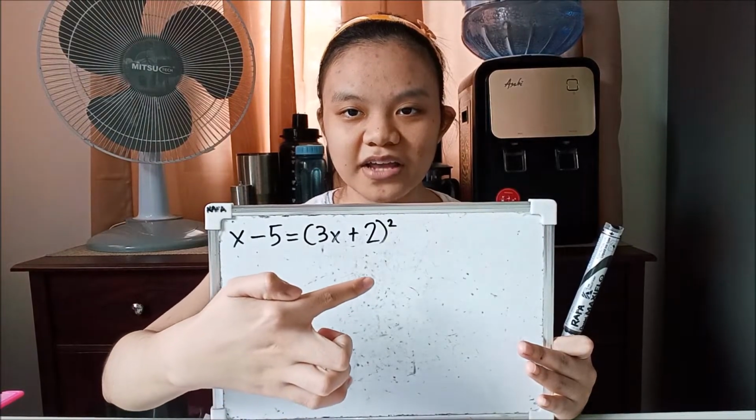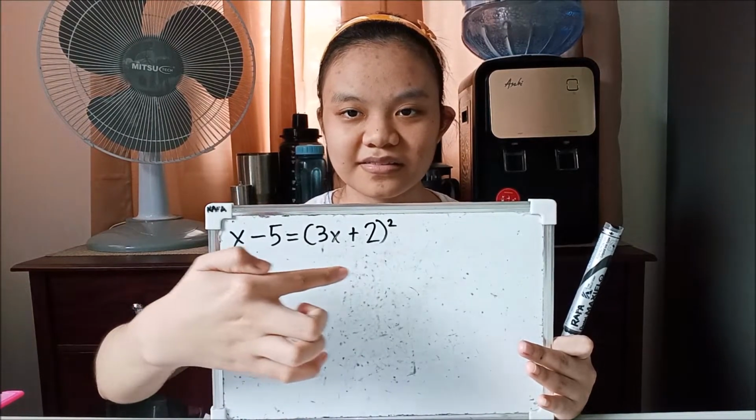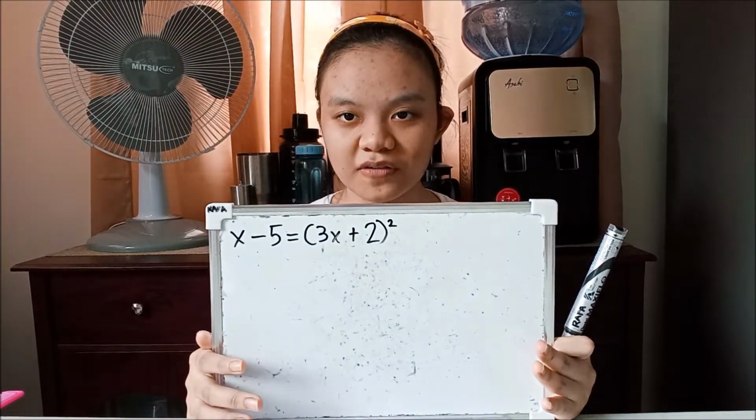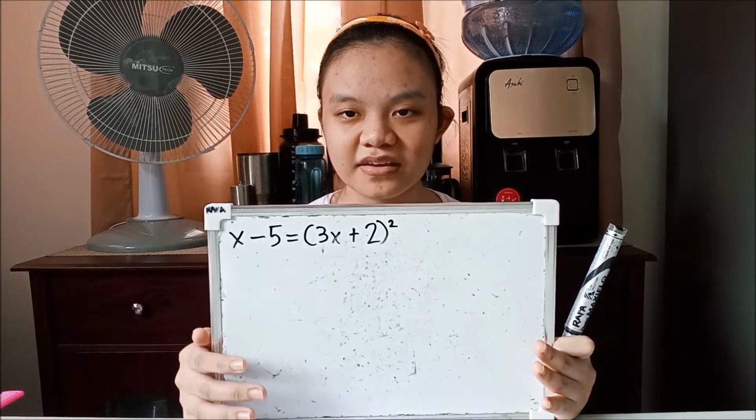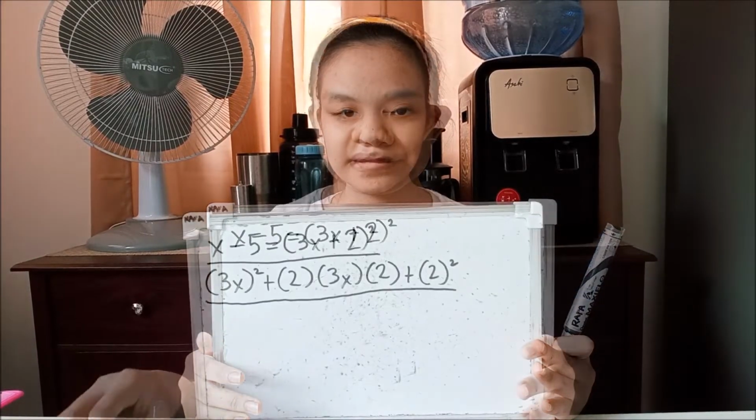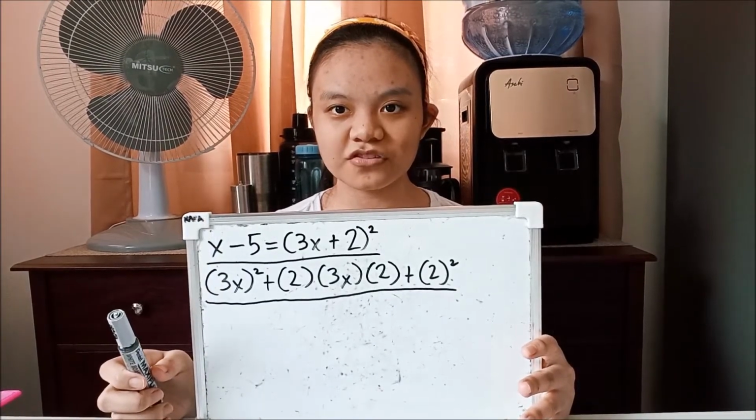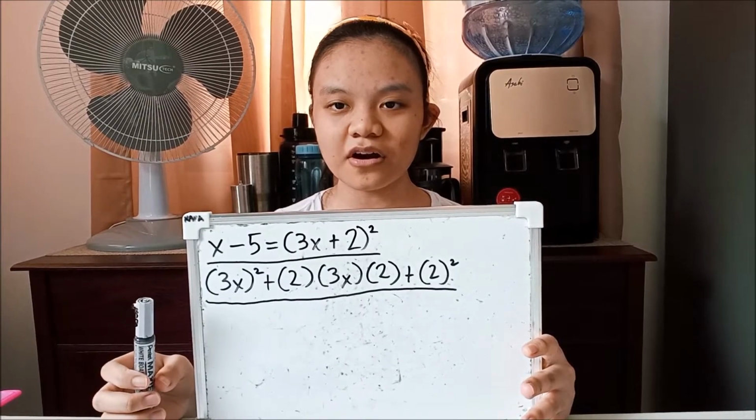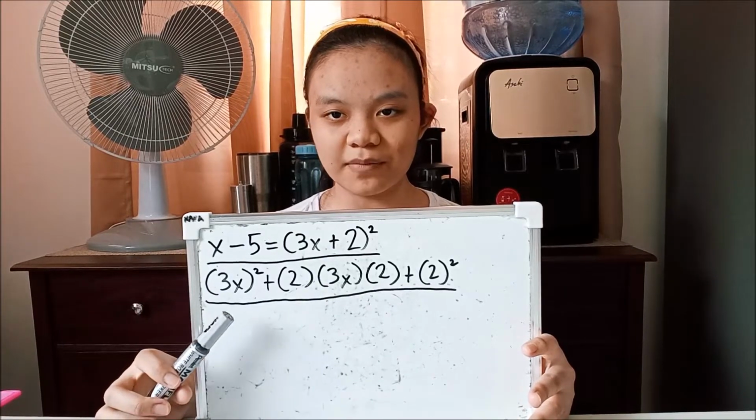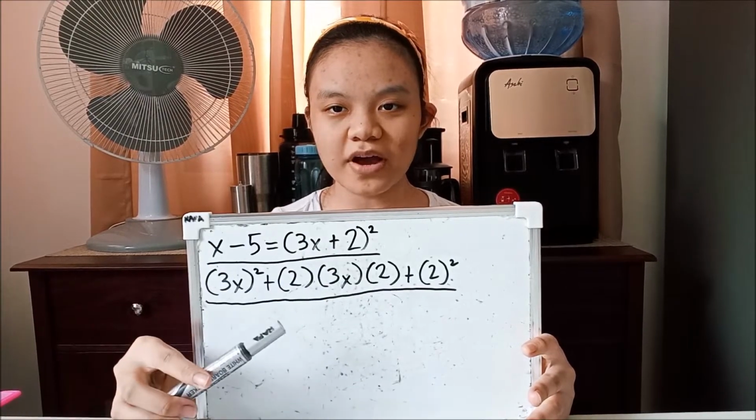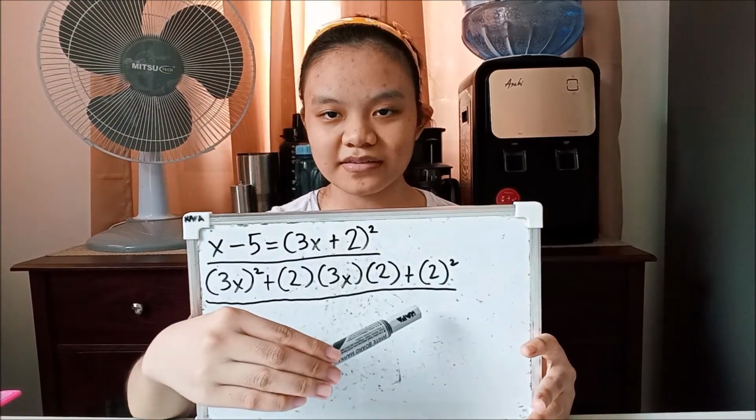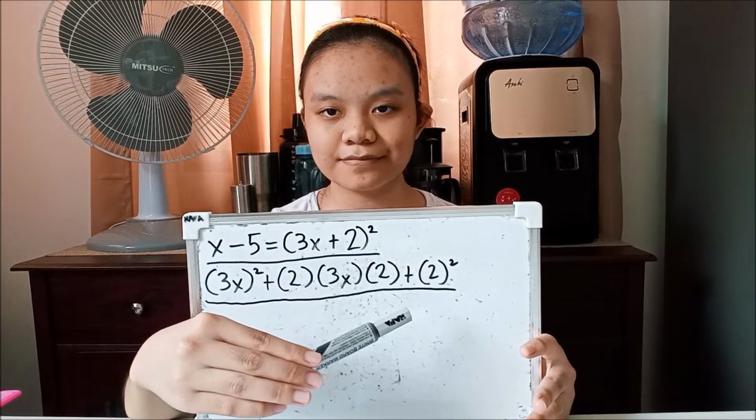As you can see on the right part, this here is the square binomial kind of equation. So in order to solve this kind of quadratic equation, you have to solve the square binomial first. If you don't know how to solve the square binomial, here are the rules you can follow. Rule number 1, square the first term. Rule number 2, twice the product of the first and second term. Rule number 3, square the second term.